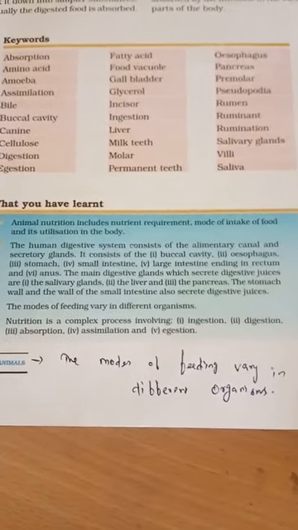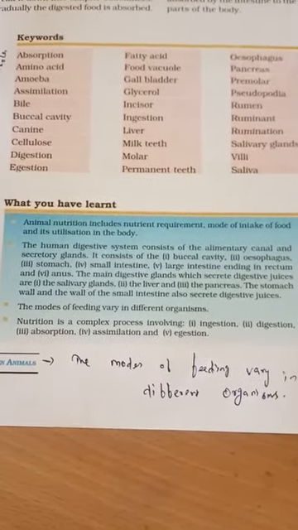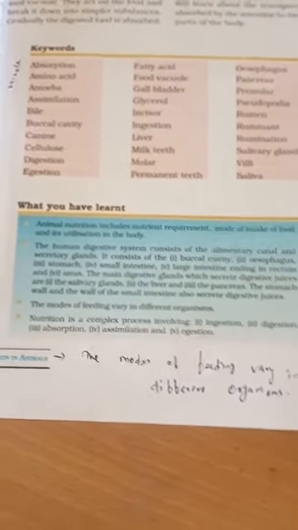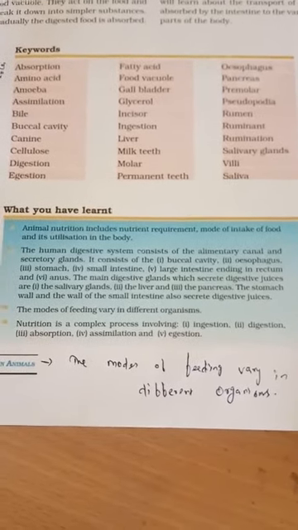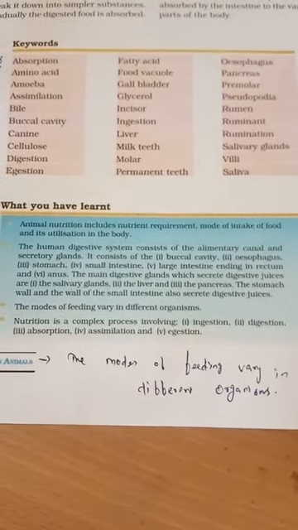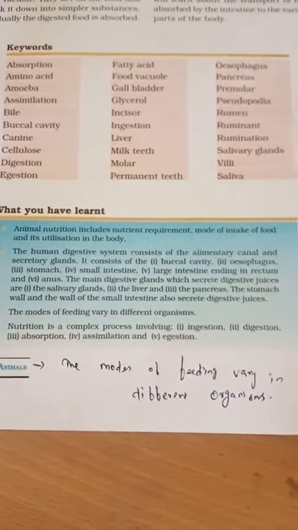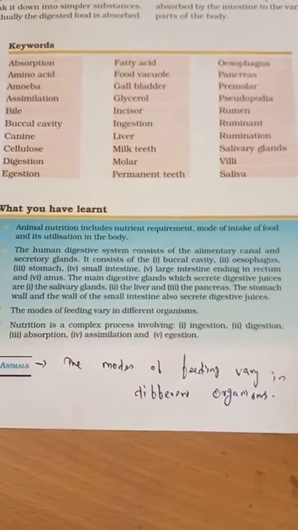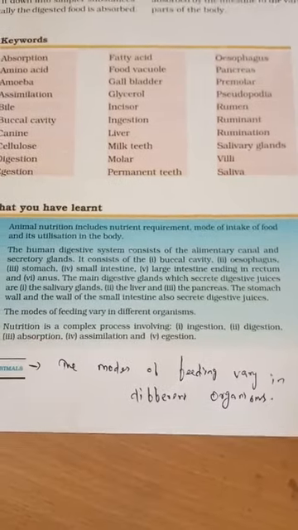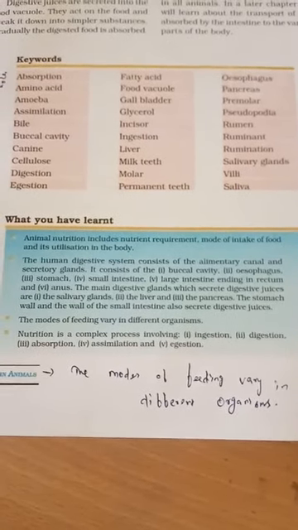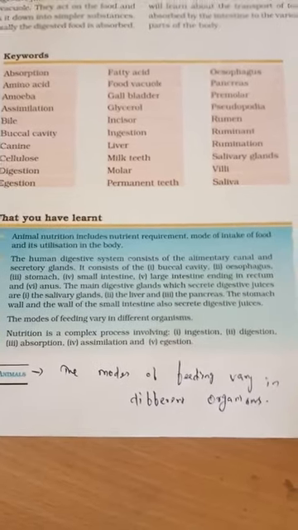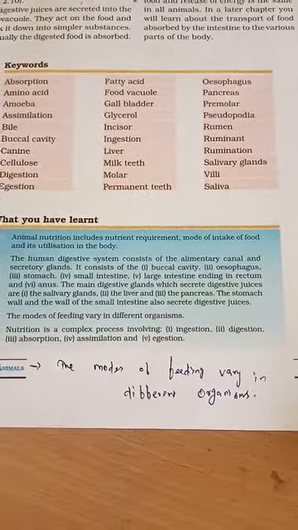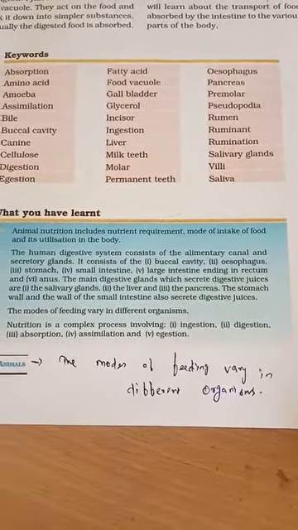So biology lesson 2 is completed, the nutrients in animals. This is a very important lesson, so let us recall once again. Page number 19, what you have learned about this lesson. In this lesson, you have learned about digestion in human beings and digestion in some other animals, like cow, buffalo, and even microorganisms. Animal nutrition includes the nutrient requirement, mode of intake of food, and its utilization in the body.